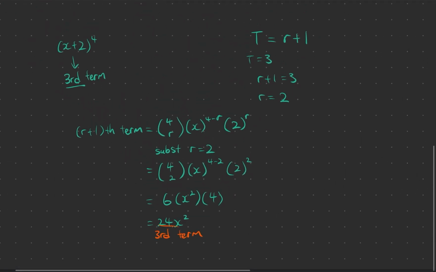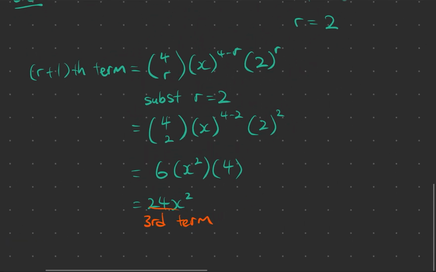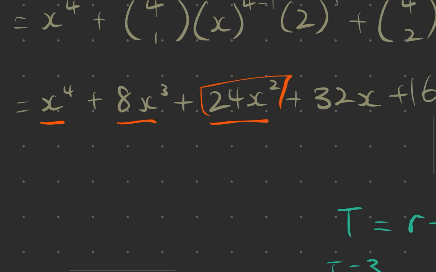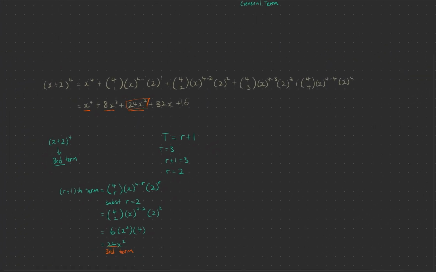And since we have that finished copy up there, we can just check our answer. So 24x squared is our third term. So we can start counting from here. Our first term, second term, third term. And the third term is 24x squared. So we are correct. All right. Okay, let's do another example.